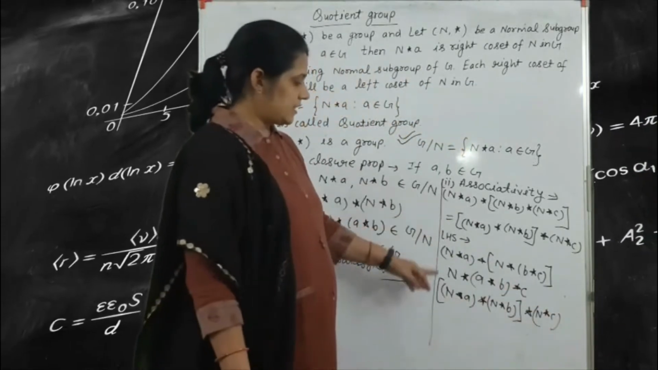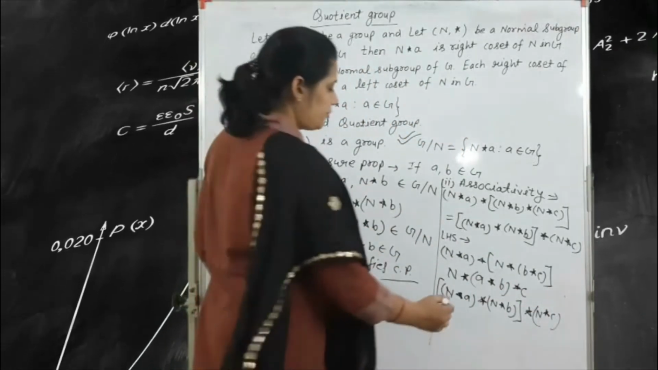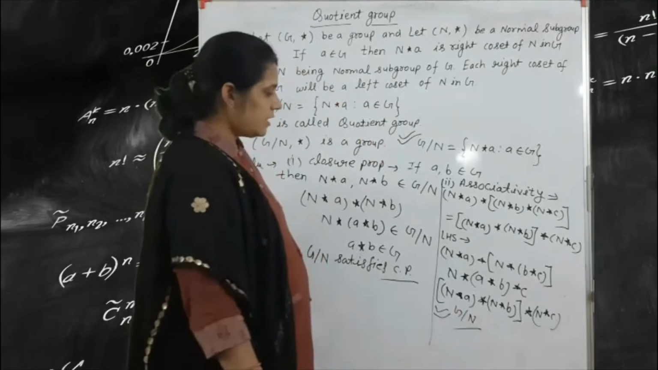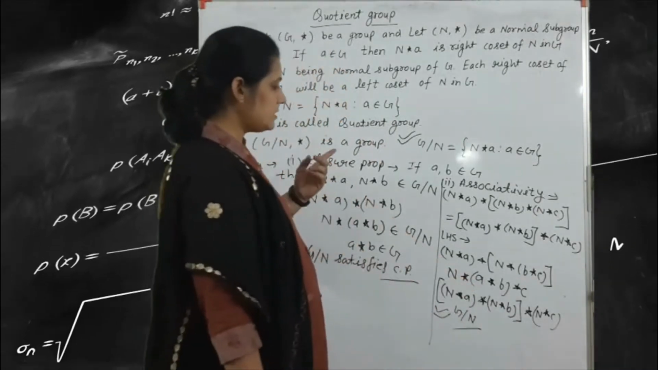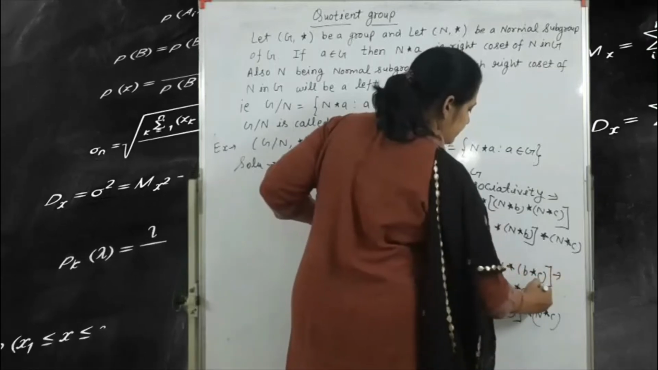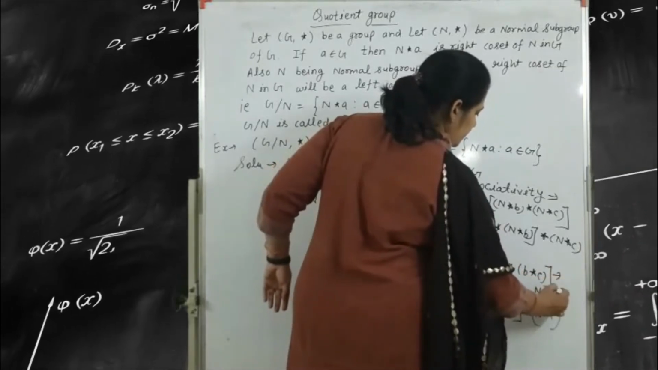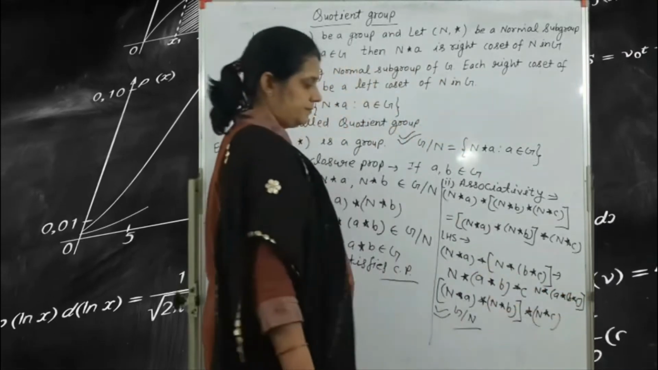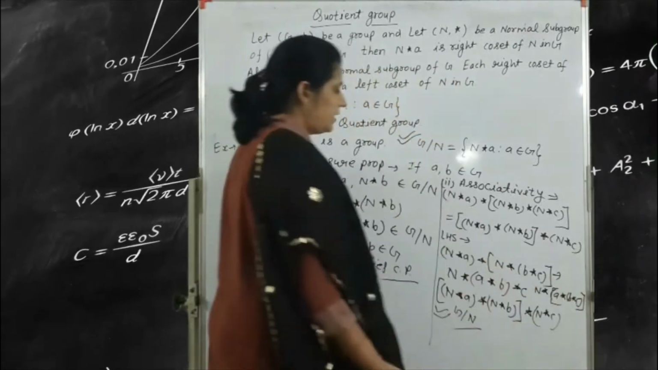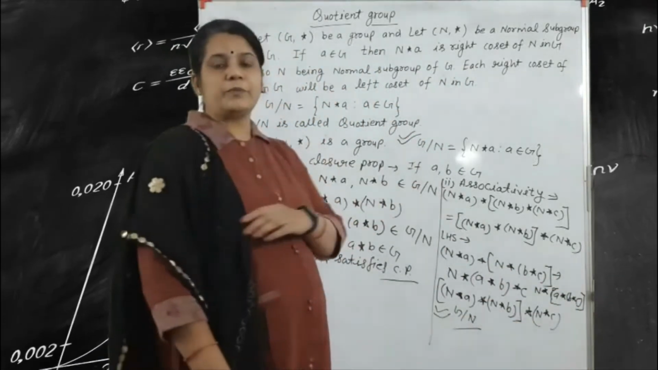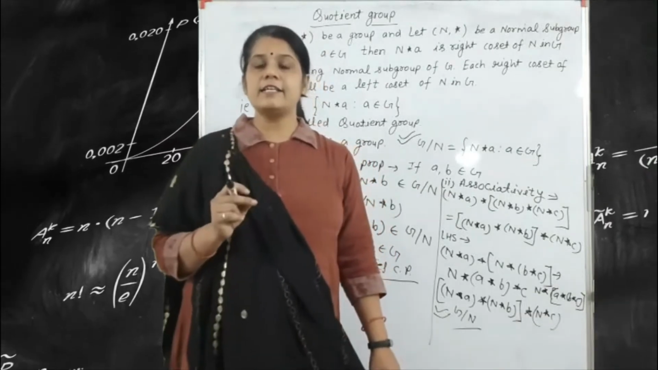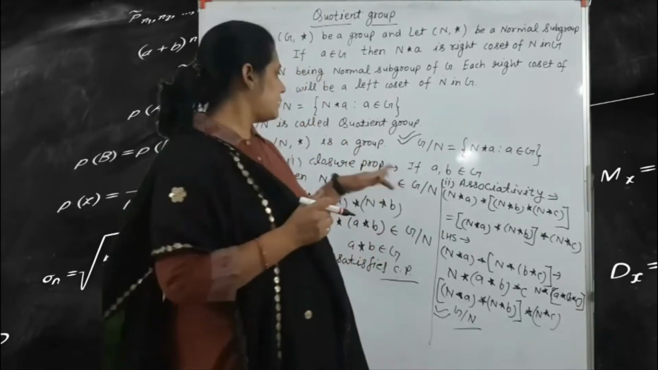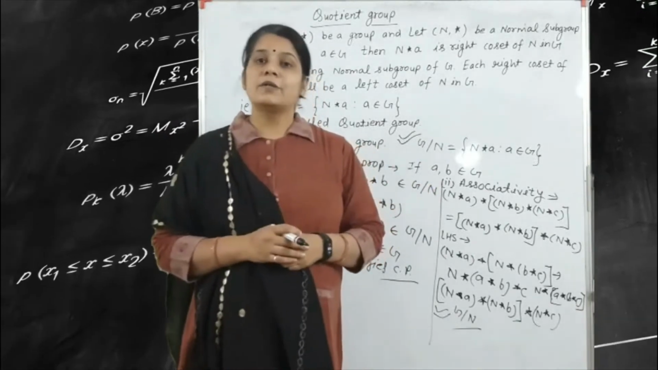So this satisfies the associative property. That means G/N is closed with the associative property. And here you write one more step, according to this, N*(a*b*c). Got it? Okay, so this satisfies the associative property. Third one is the identity, and fourth one is the inverse. If identity and inverse also satisfy, then we can say that G/N is a group.